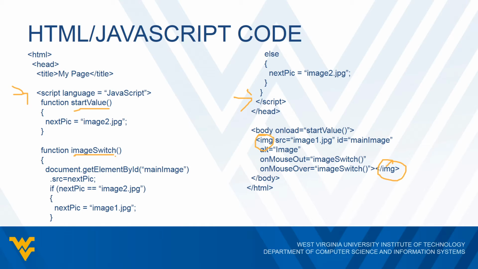The main thing I want you to take a look at is this section right here, the onmouseout and onmouseover. Onmouseout means that whenever our mouse leaves the image, we're going to call image switch. And when we have the onmouseover, which means when we put our mouse over the image, we're also going to call image switch. So we put the mouse over it, and it calls image switch, which changes the image from image 1 to image 2. Then when the mouse leaves the image, we call image switch again, which changes it from image 2 to image 1.